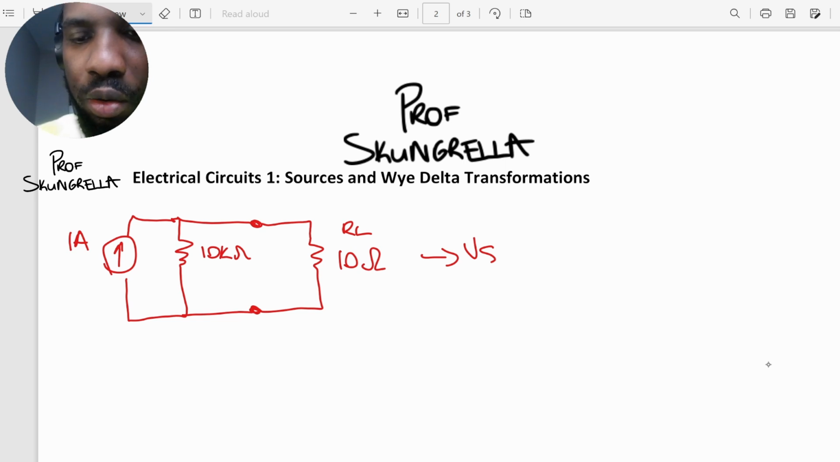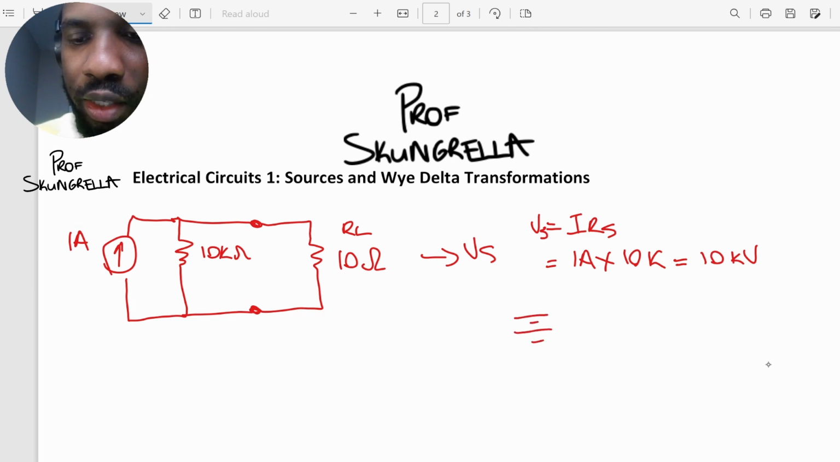Of course, we know that V is equal to I times R, right? And so we need to multiply. So to get the voltage source, we need to multiply the current source, which is 1 ampere, times the RS, which is going to be 10K. And that gives us 10,000 volts, 10 kilovolts, right? So to draw this, we just draw a source here representing 10 kilovolts. Of course, we need to have the same source resistance, which is going to be 10K.